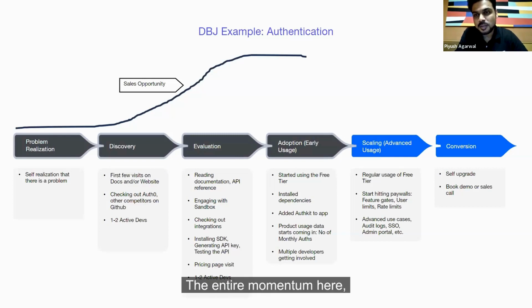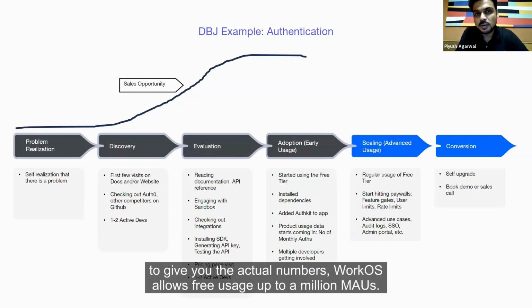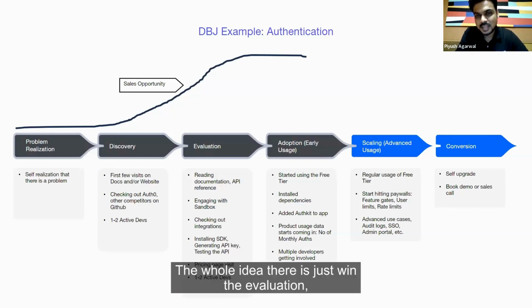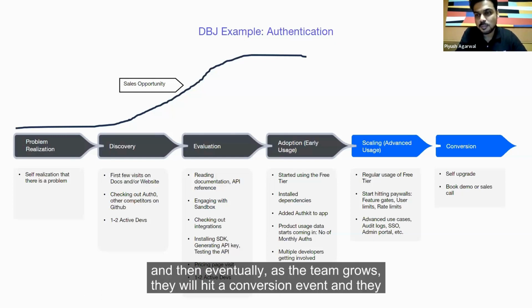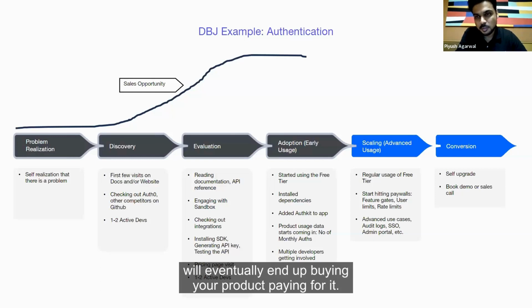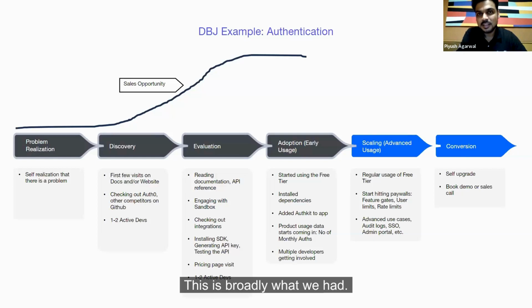So the entire momentum here, to give you the actual numbers, WorkOS allows free usage up to 1 million MAUs. And the whole idea there is just win the evaluation, get your product embedded as infra in the client's product, and then eventually, as the team grows, they will hit a conversion event and they will end up buying the product, paying for it. So this is broadly what we had.